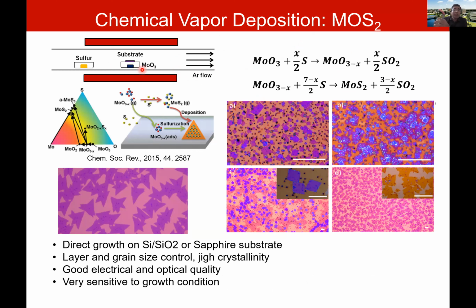Now we do a similar thing for molybdenum disulfide growth. That's a semiconducting 2D material. This growth is a little bit tough and cumbersome. The issue here is that you need two vapors, right? Sulfur and molybdenum.